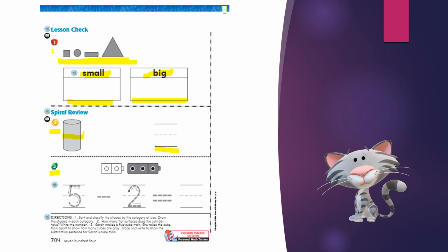All right, for number 3, Sarah makes a 5-cube train. There, see, there's her 5-cube train. Okay, she takes the cube train apart to show how many different cubes are gray. Okay, so trace your numbers there, and write to show the subtraction sentence for Sarah's cube train. Okay, she has 5 cubes. She breaks them away to show how many are gray. And what is your answer there at the end?